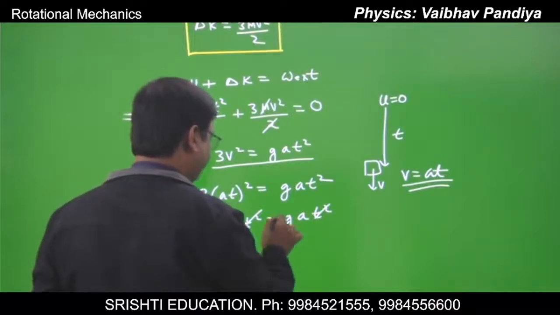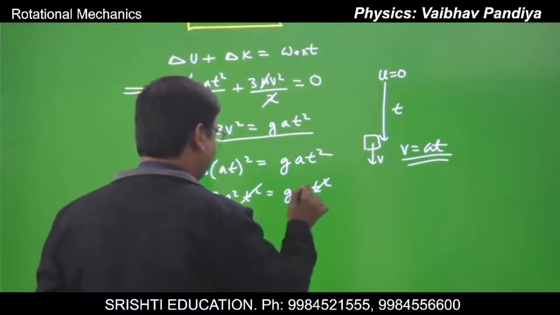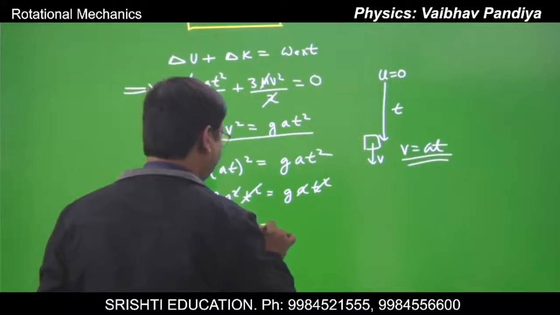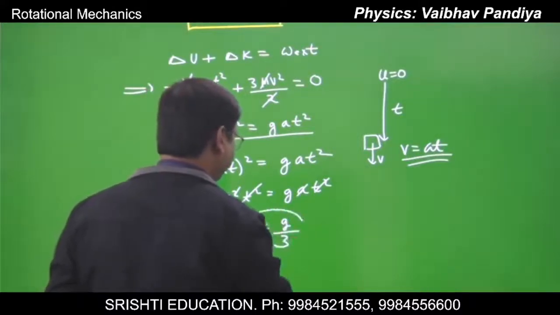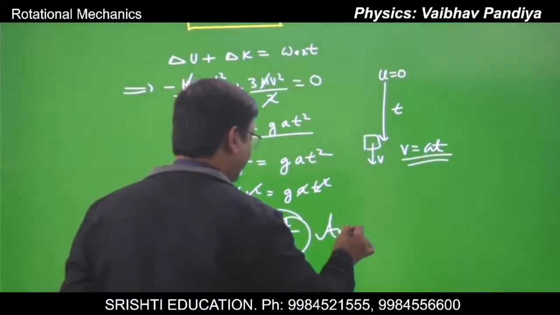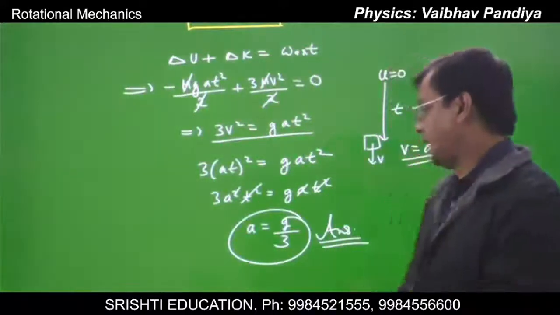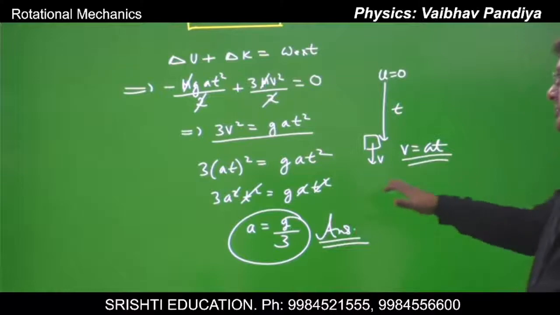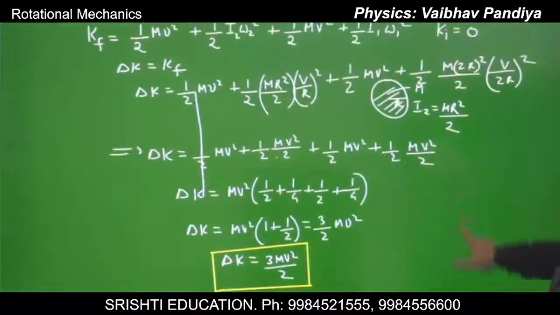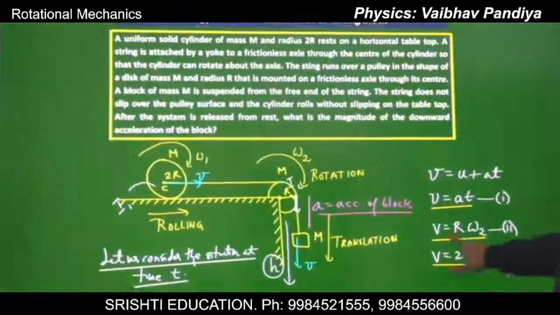It will get cancelled away. So what will be a? One a will get cancelled away. So a will come to be g by 3, and that is the final answer to the problem. The block would be accelerating downwards at g by 3. So you have seen how we did the problem using the conservation of energy approach.